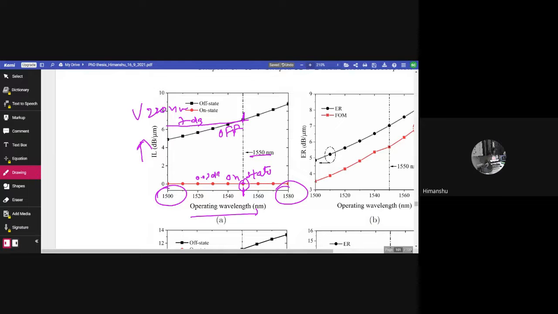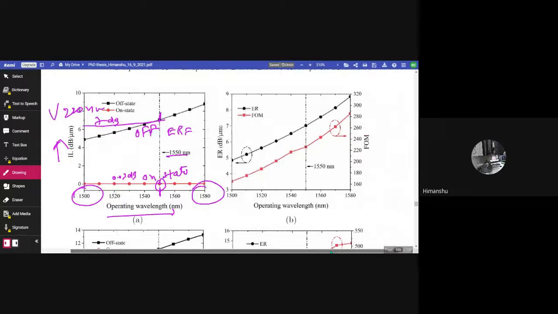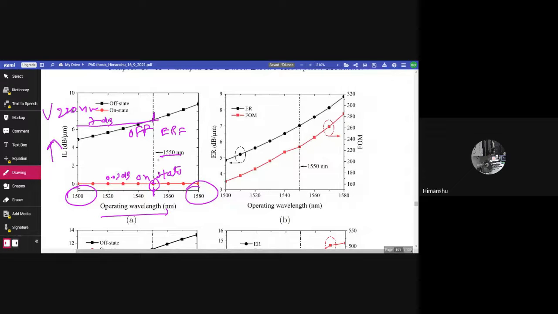So therefore, from the off state and on state, we can calculate the extinction ratio. The extinction ratio and figure of merit as a function of the wavelength ranging from 1500 nanometer to 1580 nanometer for the EAM with 220 nanometer waveguide height is shown in figure 5.6b. Here there are two lines. One corresponds to extinction ratio and one corresponds to FOM, and both of them have separate y-axes. The black line is for the extinction ratio and the red line is for the figure of merit. For the 220 nanometer waveguide height based EAM, the extinction ratio at 1550 nanometer was observed to be 7.02 dB per micrometer, and the figure of merit was observed to be around 226 for the 1550 nanometer application wavelength.